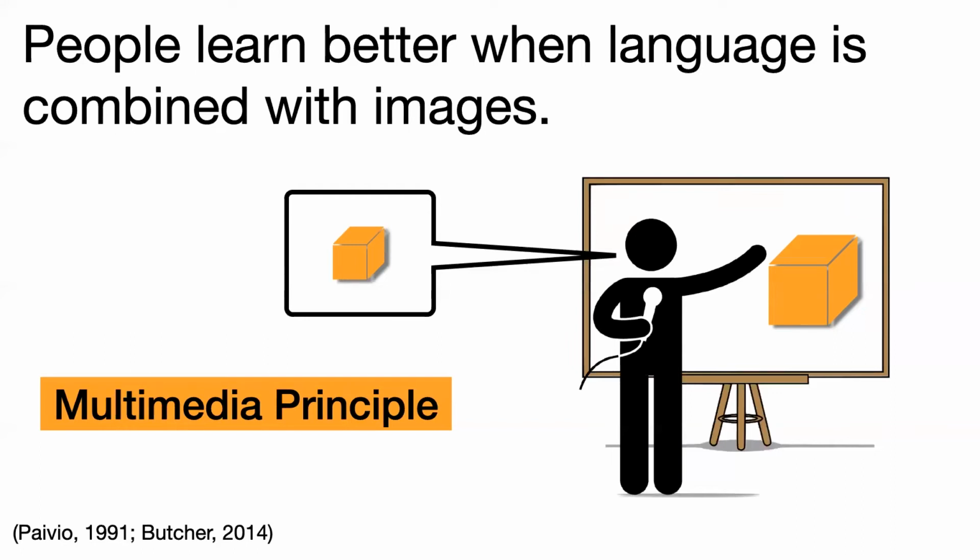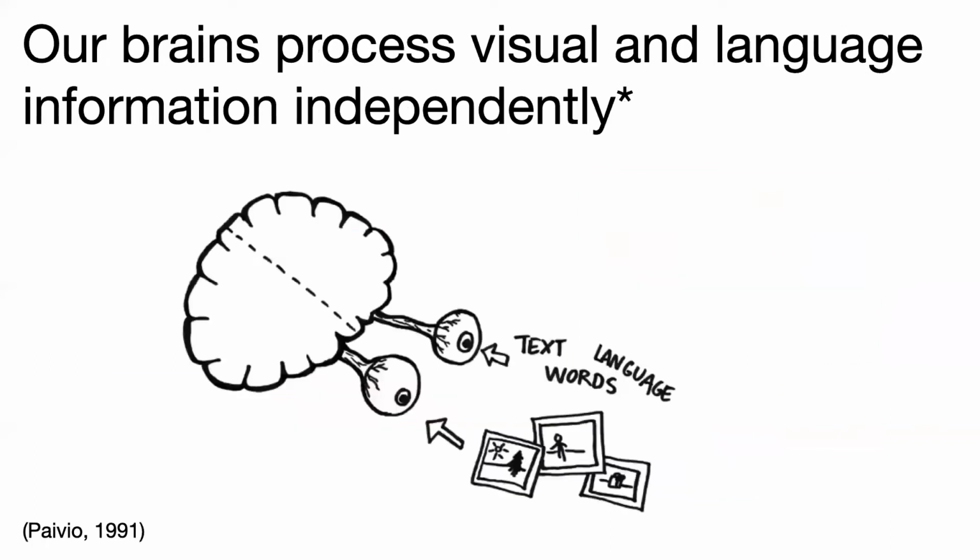It also ties into the dual coding principle. But when we combine language and images, we're maximizing retention and understanding for our audience. And we can do this because our brains process visual and language information independently. They process it, they store it, and that's great. The point is, I should say, that the images and language need to obviously support each other. If I'm talking about an orange square and I'm showing you an image of a blue triangle, there's going to be a disconnect in your brain.